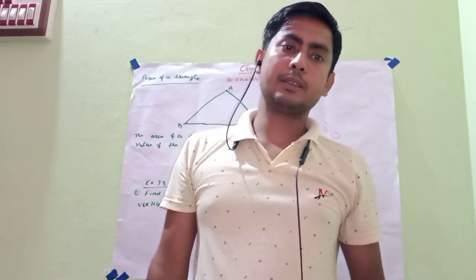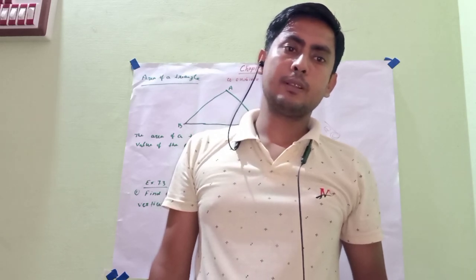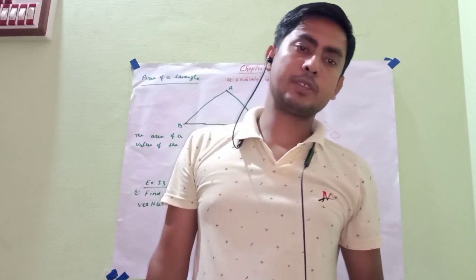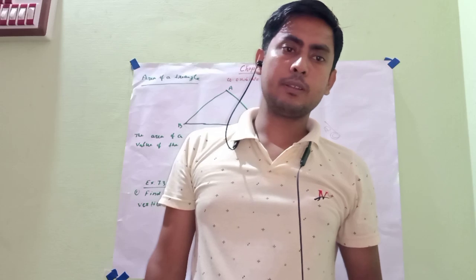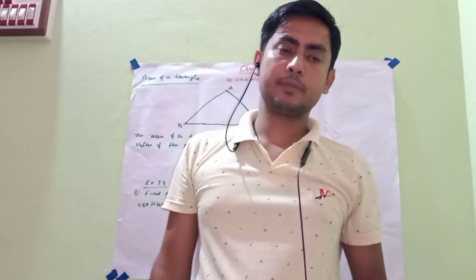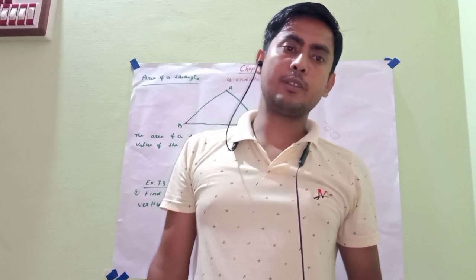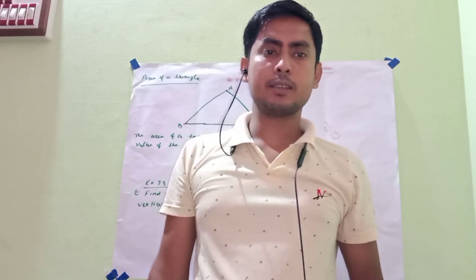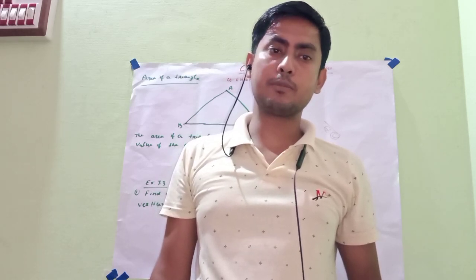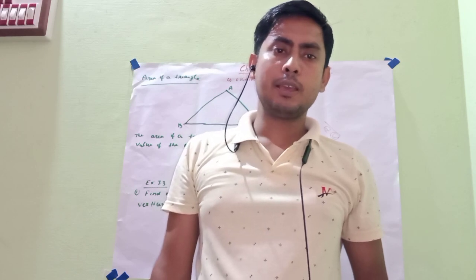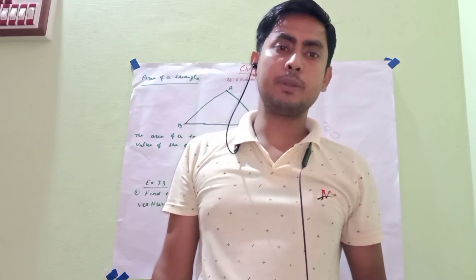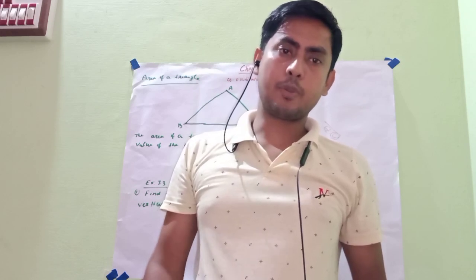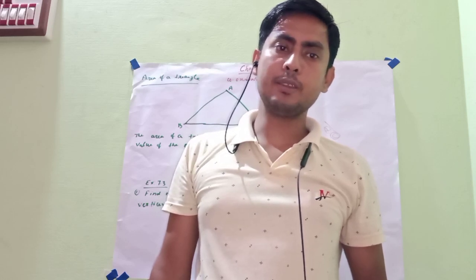If you want to divide a line segment AB by a section point P with a ratio, suppose m1 is to m2, then in that case we can use the section formula. Suppose the coordinates of P are x and y, then x is equal to m1 x2 plus m2 x1 divided by m1 plus m2, and y is equal to m1 y2 plus m2 y1 divided by m1 plus m2.